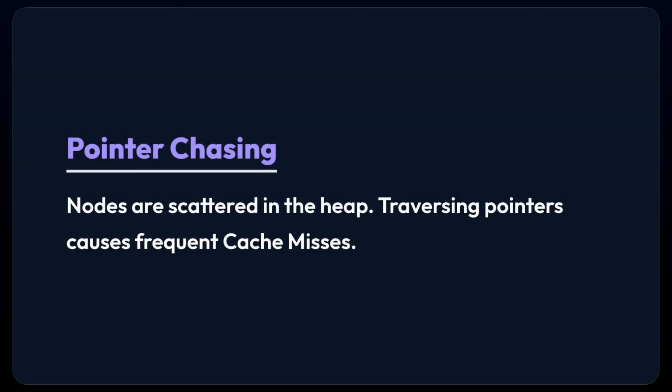There is also the cost of movement. In an array, data sits side by side, so the CPU can predict and fetch it easily. In a BST, nodes are scattered randomly across the memory heap. Moving from a parent to a child requires pointer chasing, jumping to a random memory address. This prevents the hardware prefetcher from helping you, leading to frequent CPU stalls while waiting for data to load.